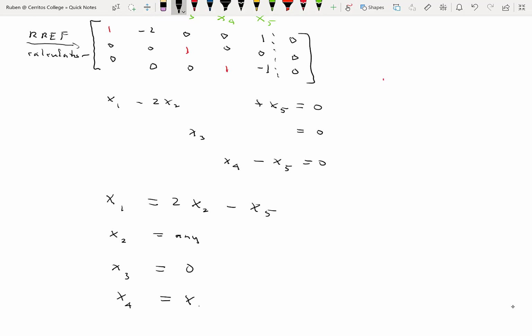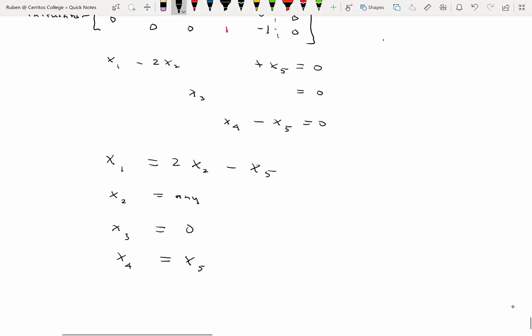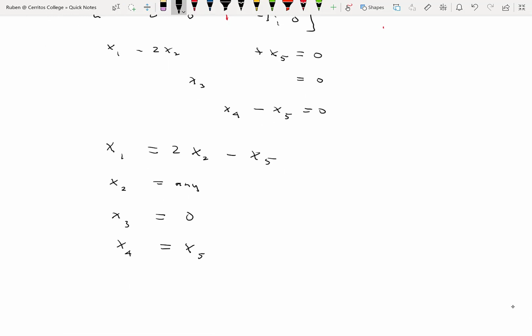X4 is a dependent variable, so x4 equals x5. X5 is a free variable because the x5 did not correspond to a leading one. So x5 can be any number. Now x2 and x5, although they can be any numbers, they can be different numbers. They don't have to be the same numbers, and that's our solution.